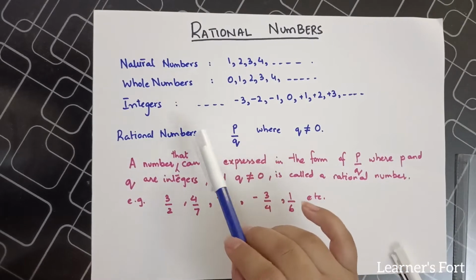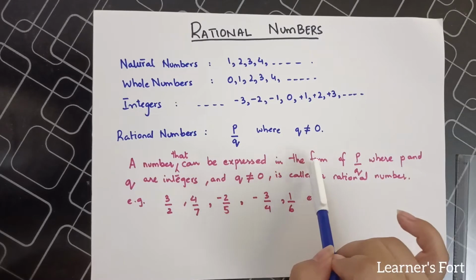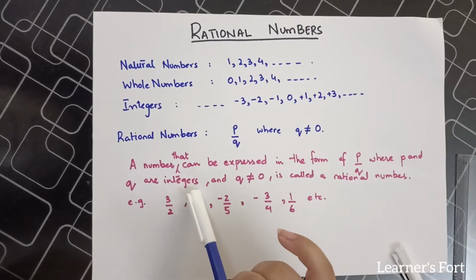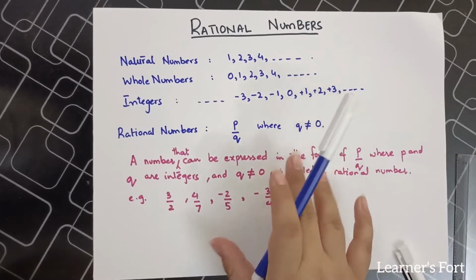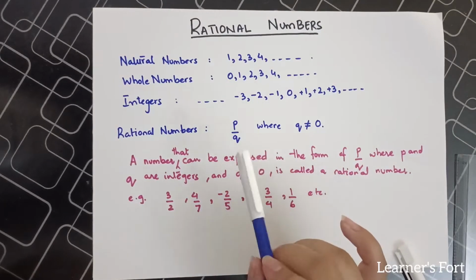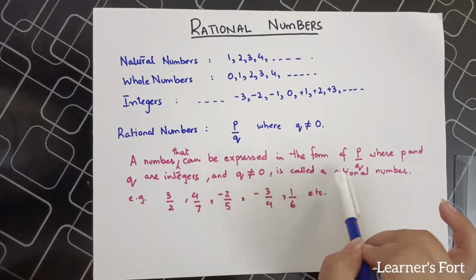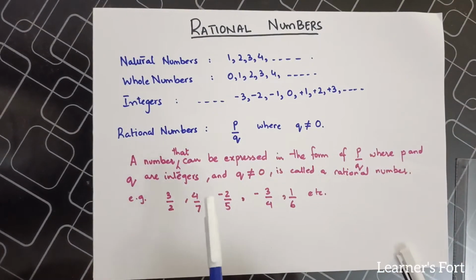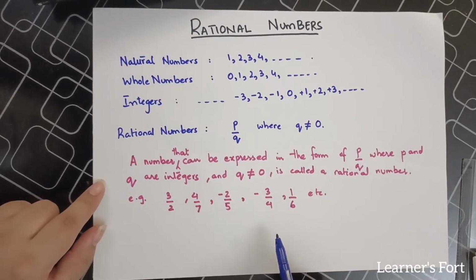So here, a number that can be expressed in the form of p upon q, where p and q are integers, meaning they can be either positive or negative numbers, and q is not equal to 0, is called a rational number. Here you have some examples like 3 upon 2, 4 upon 7, minus 2 upon 5, minus 3 upon 4, 1 upon 6, etc.